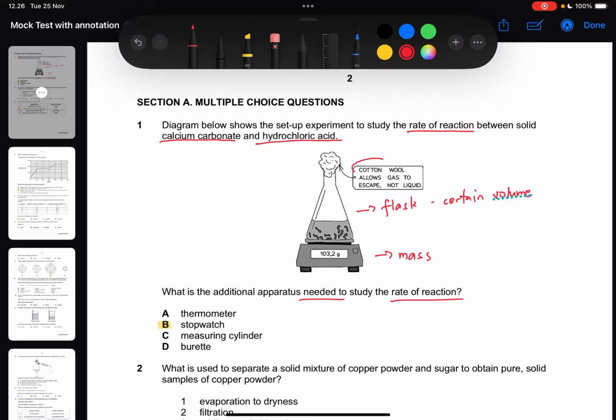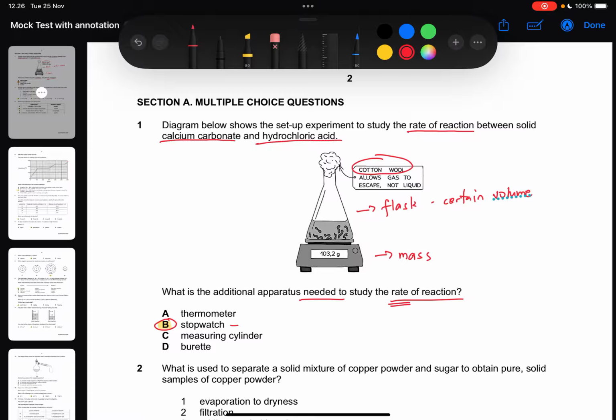We also have the cotton wool here that will allow the gas to escape, not the liquid. So it means we're making sure that the liquid will remain constant. So to find the rate of reaction, we need time. Therefore, a stopwatch will be used.